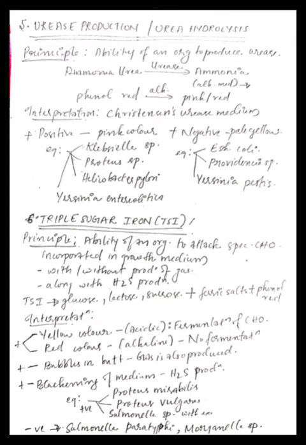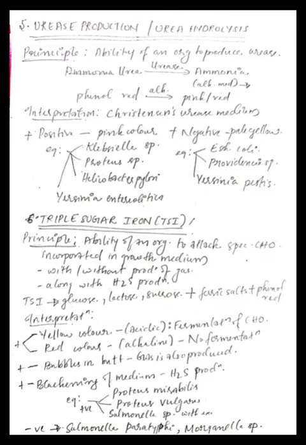The medium used is Christensen's urease medium. If the urease production or urea hydrolysis test is positive, there is pink color formation, shown by species such as Klebsiella species, Proteus species, Helicobacter pylori, and Yersinia enterocolitica. The negative test is shown by pale yellow color formation, as in Escherichia coli, Providencia species, and Yersinia pestis. So Yersinia enterocolitica shows positive urea hydrolysis, while Yersinia pestis shows negative urea hydrolysis.